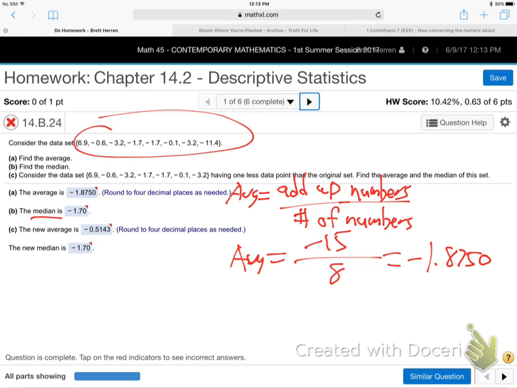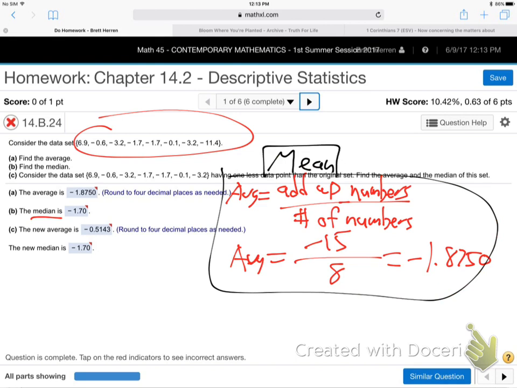So we got average. Average is also called mean sometimes. So the average is the mean. Sometimes they'll use that word. But these are all different types of averages. So now I'm going to show you median. To do that, you have to order them from low to high. You have to put them in order from low to high.